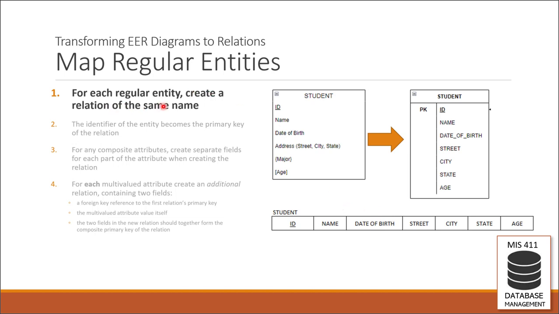So step one is for each regular entity, create a relation of the same name. That's pretty simple. We started with a student entity, and we created a relation called student. I did it in this format, and then here as well.